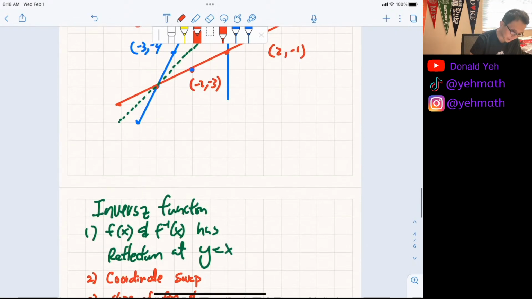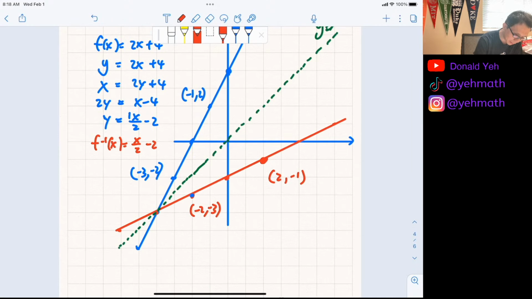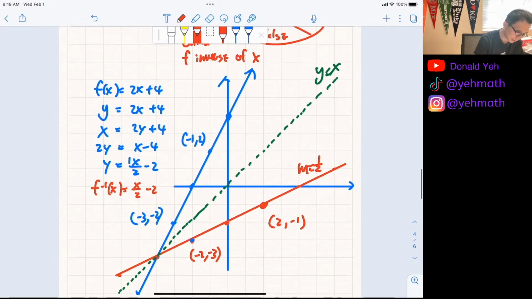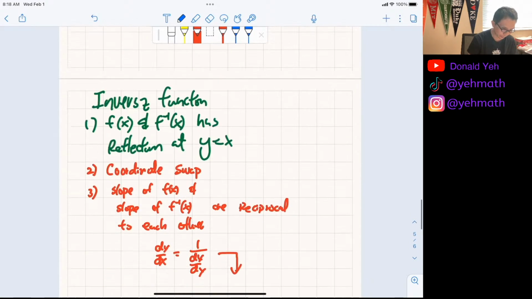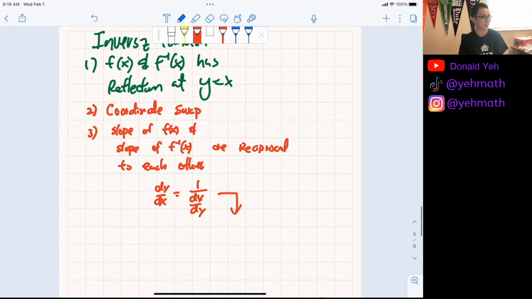Why? Think about this. What is the slope of the red line? 1/2, right? What is the slope of the blue line? 2. Did I just flip? That's the only thing I'm explaining. It's just the flip process. Okay, now let's talk about the requirement for the inverse function to happen.